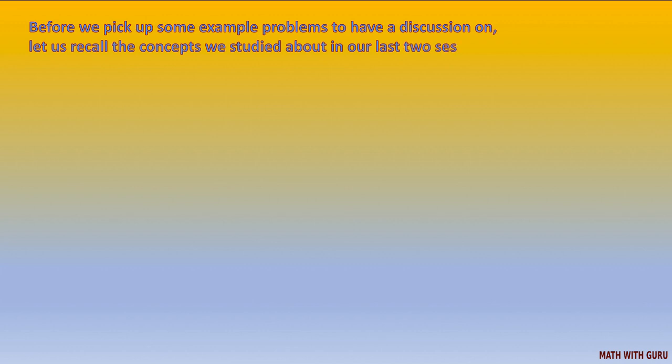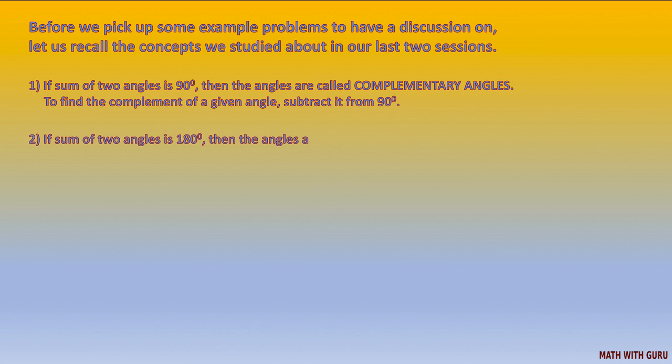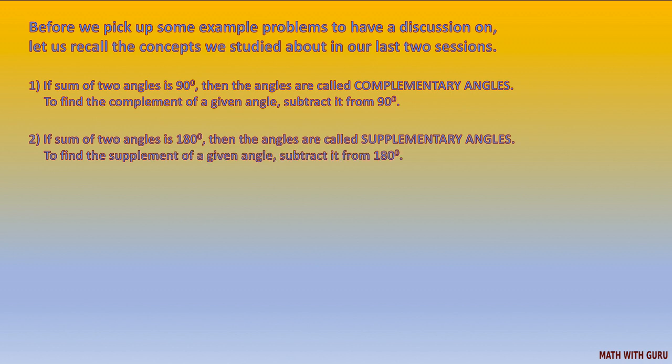Before we pick up some example problems to have a discussion on, let us recall the concepts we studied in our last two sessions. If the sum of two angles is 90 degrees, then the angles are called complementary angles. To find the complement of a given angle, subtract it from 90 degrees. If the sum of two angles is 180 degrees, then the angles are called supplementary angles. To find the supplement of a given angle, subtract it from 180 degrees.